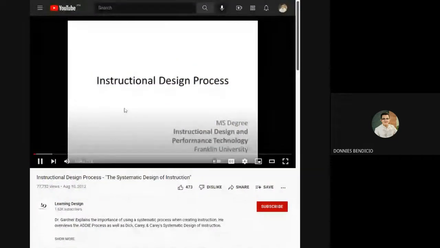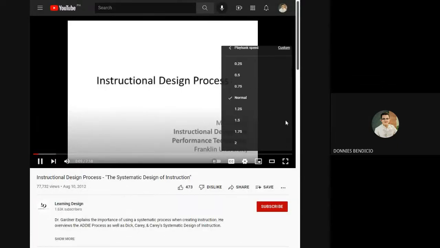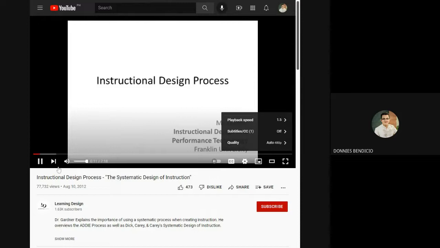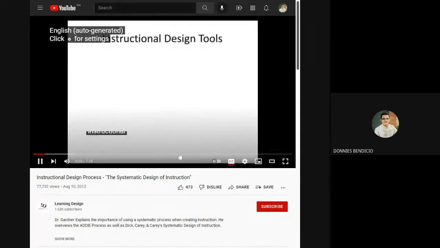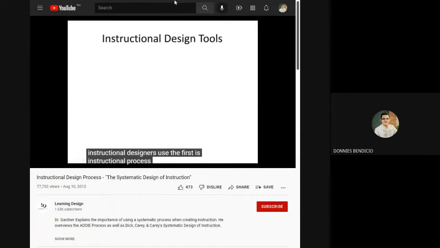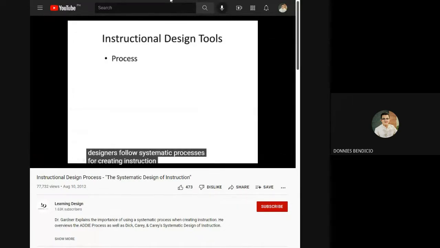In this short presentation, we will be talking about the processes that instructional designers may use to create instructional materials. First, let's take a look at some of the tools that an instructional designer uses to create instruction. There are three general categories of tools. The first is instructional process. Instructional designers follow systematic processes for creating instruction. This helps to ensure the quality of the instruction.